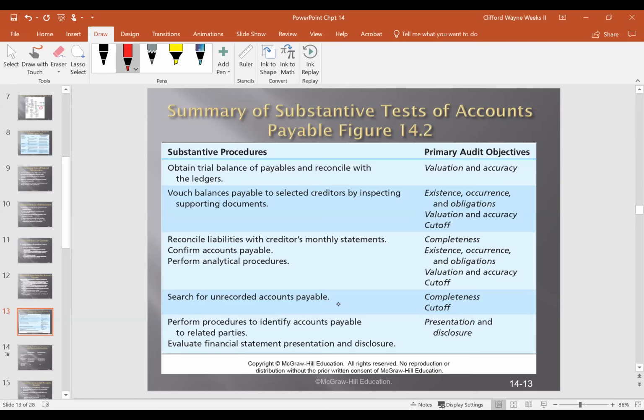Perform analytical procedures. There is an accounts payable turnover ratio, and there are other ratios that utilize the liabilities, and we would be looking at those and comparing them to previous years. Search for unrecorded accounts payable, again, for completeness and cutoff. Perform procedures to identify accounts payable to related parties and evaluate financial statement presentation and disclosure. Again, these tests give you confidence on all of these objectives for the audit.